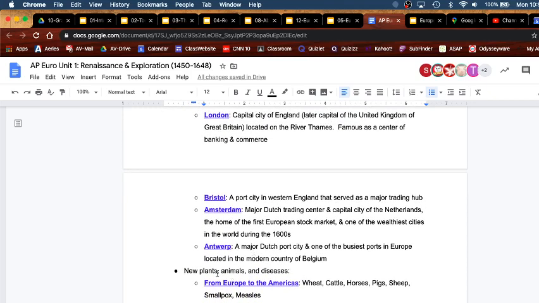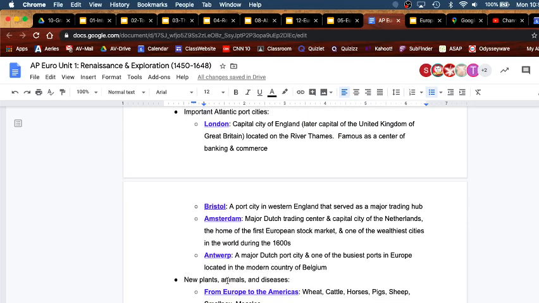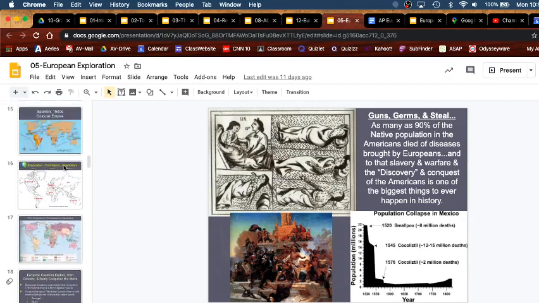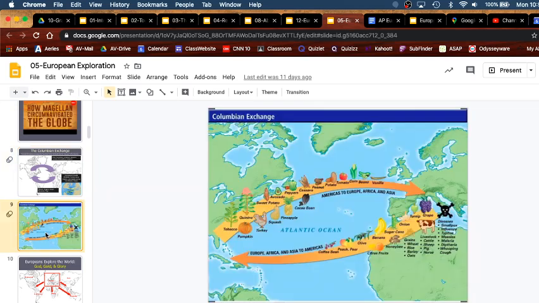Again, we've talked about this, so I'm going to go over this quick, but there were new plants and animals and diseases. That's a part of this Columbian exchange. You need to be aware of what kind of stuff came from Europe to the Americas versus what came from the Americas to Europe. If you want further reference, I would encourage you to come back to my notes and try to get a handle on what things are affecting this Columbian exchange and what kind of impact that has.